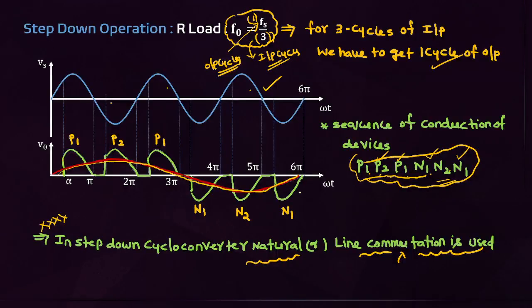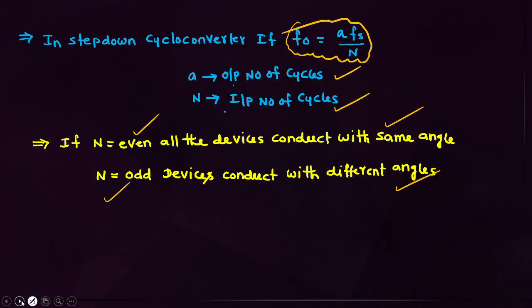And one more point to remember: in step down operation, first the positive group, next the negative group, again the positive group. Totally, first positive group, next negative group, again positive group, like this. But in the case of step up, alternately you get positive, negative group. P means positive group, N is negative group. That means in step down operation, first one group of devices will conduct, next another group of devices will conduct. That is the meaning. And if it is an odd number, the conduction angles are different. If it is an even number, all the devices conduct with the same angle.